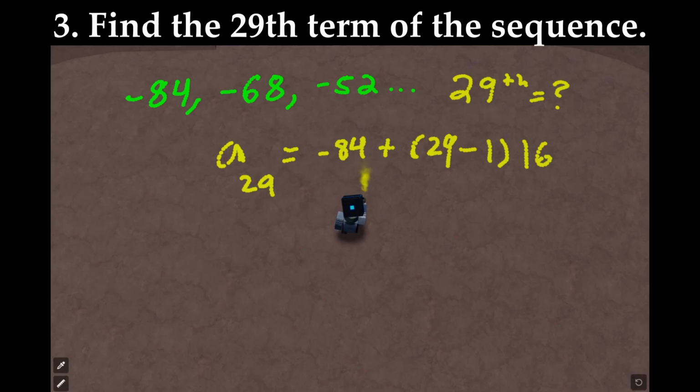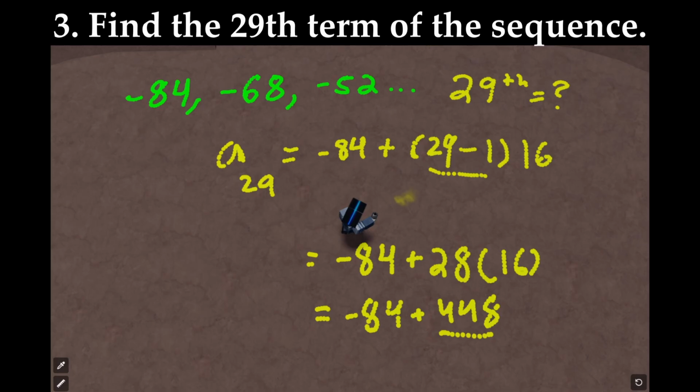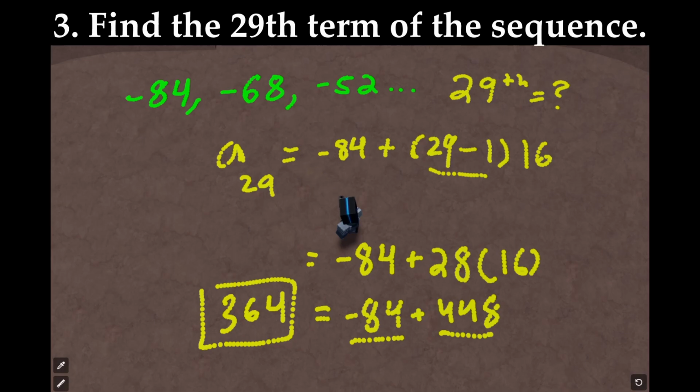And if we just solve this, you will find that we get the same answer. So let me quickly do it. You have negative 84 plus 29 minus 1 is 28 times 16. And then 28 times 16 is just equal to 448. And 448 plus negative 84 is equal to 364. The same answer that we got before.